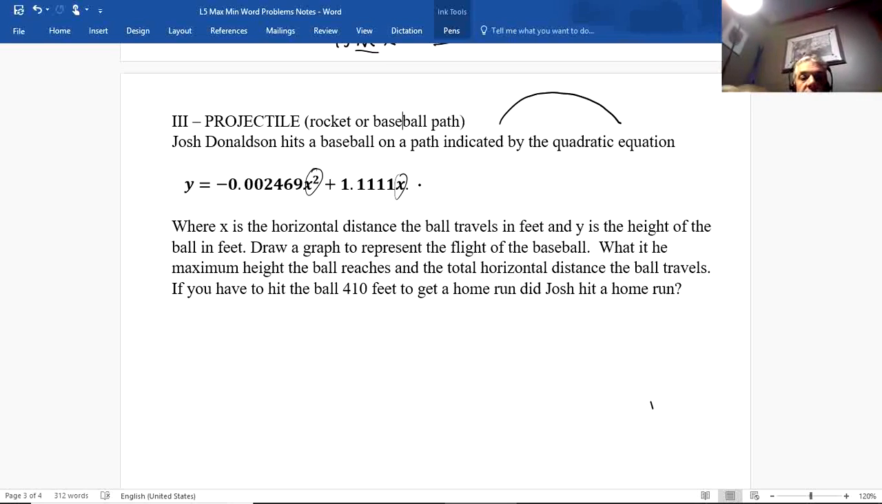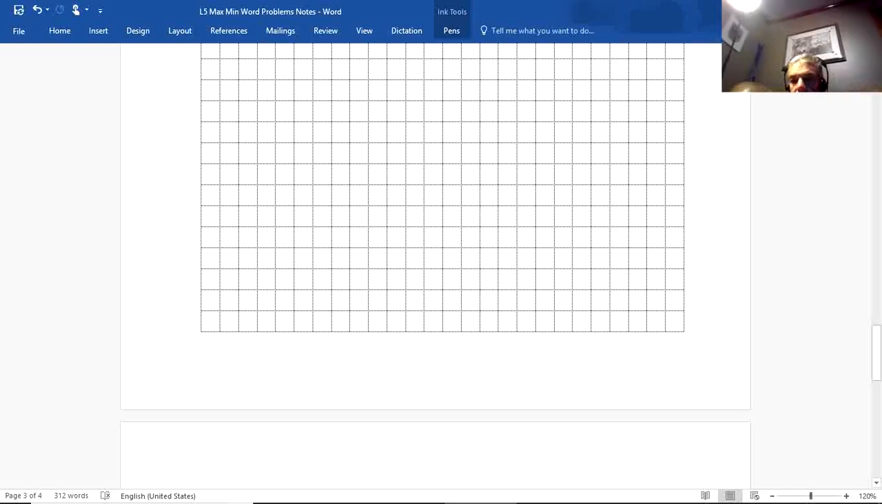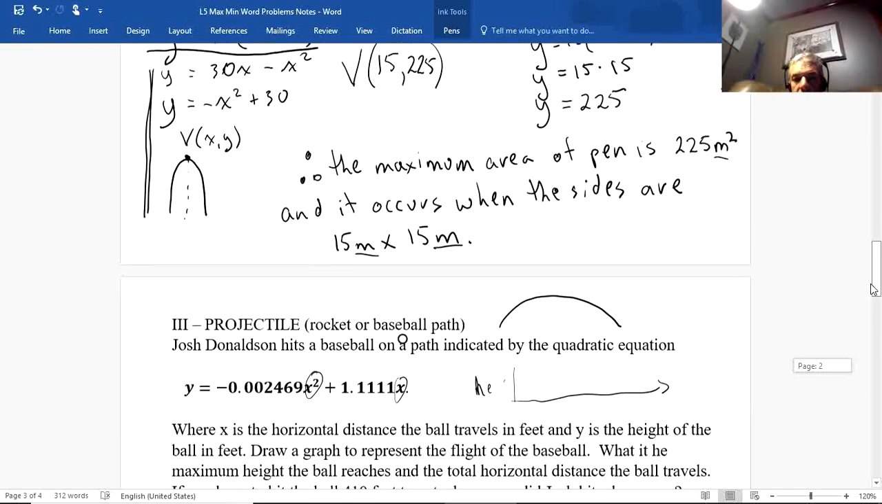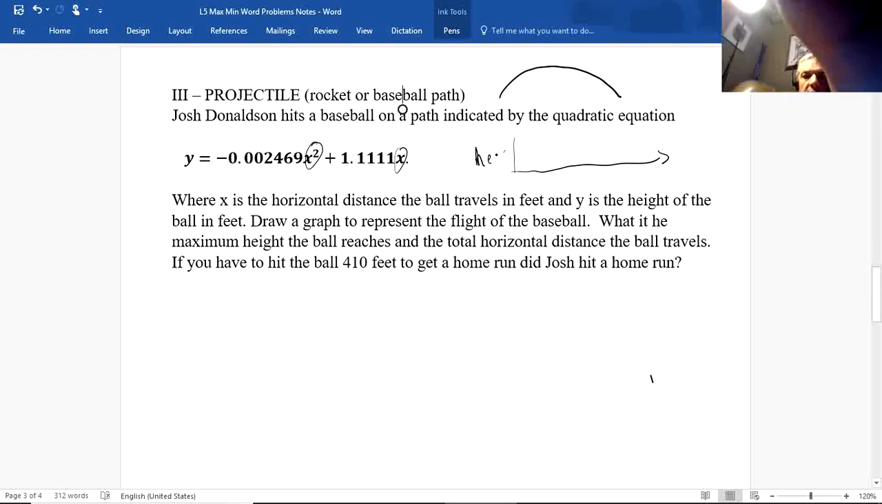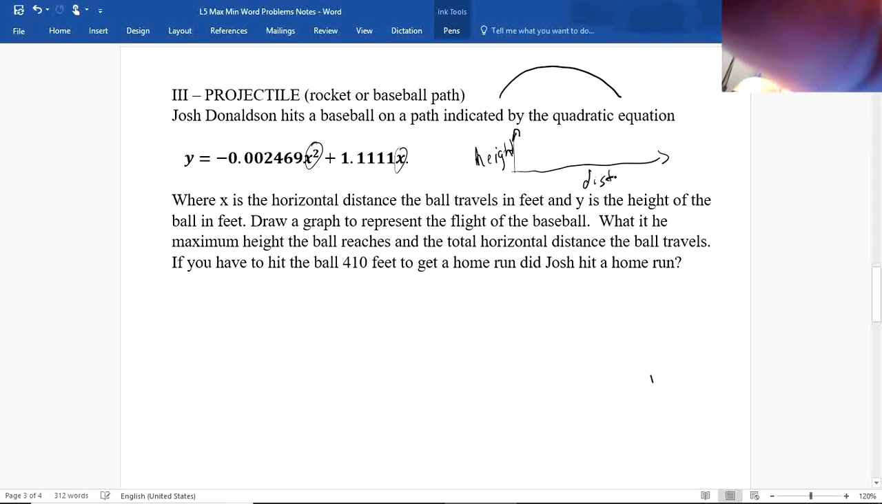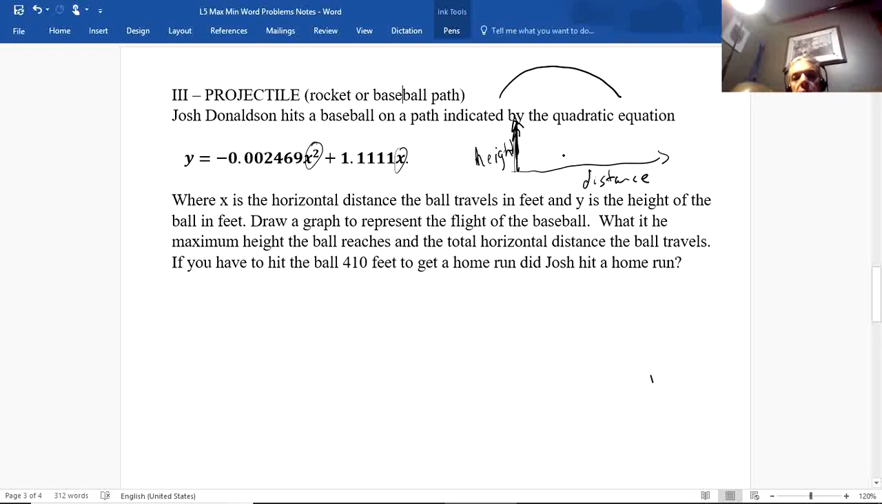Oh, by the way, we can read the rest of the question. It says where x is the horizontal distance, so that's the distance the ball is going to travel, is x, okay? And y is the height, so this is your height going up, and this is your distance. The ball is traveling this way, okay? Sometimes these equations actually have time here as opposed to distance, but that's not the case in this one.